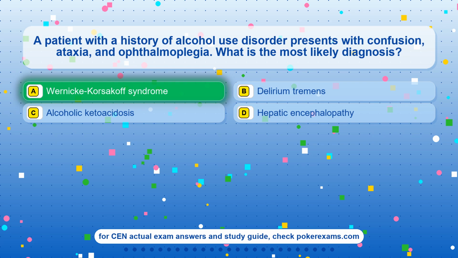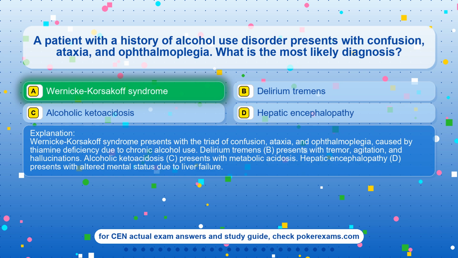The correct answer is option A, Wernicke-Korsakoff syndrome. Wernicke-Korsakoff syndrome presents with the triad of confusion, ataxia, and ophthalmoplegia, caused by thiamine deficiency due to chronic alcohol use. Delirium tremens, B, presents with tremor, agitation, and hallucinations. Alcoholic ketoacidosis, C, presents with metabolic acidosis. Hepatic encephalopathy, D, presents with altered mental status due to liver failure.